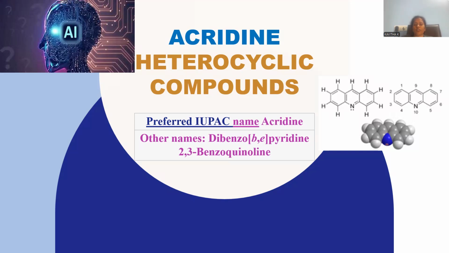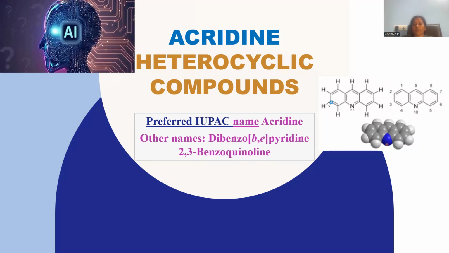The session is going to be conducted on the topic called acridine. Acridine is part of the heterocyclic compounds. The preferred IUPAC nomenclature accorded for acridine is acridine itself, and other possible names are also given here: dibenzopyridine, 2,3-benzoquinoline as well, right?